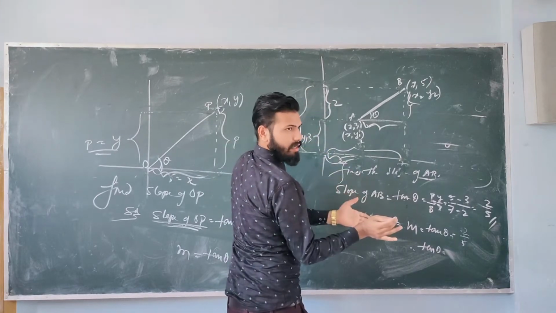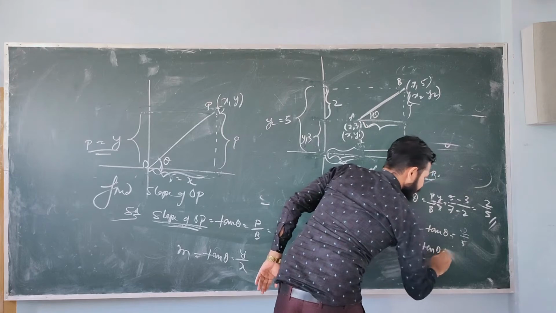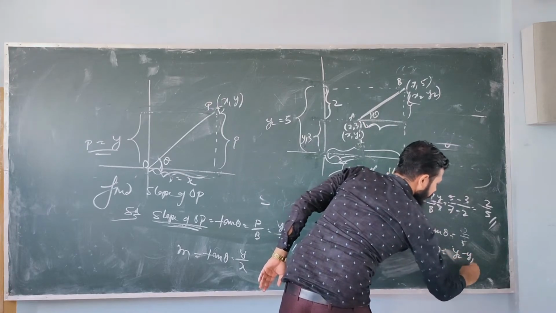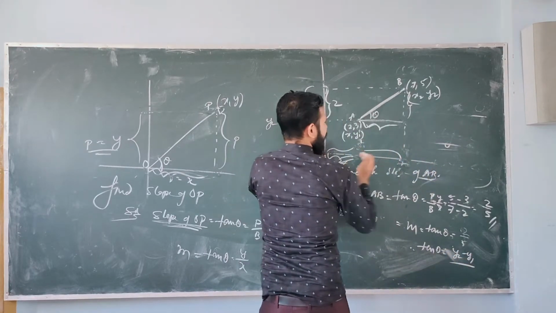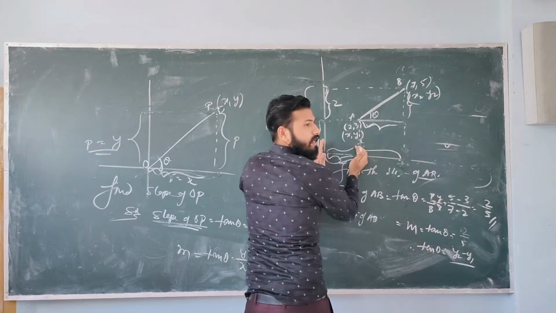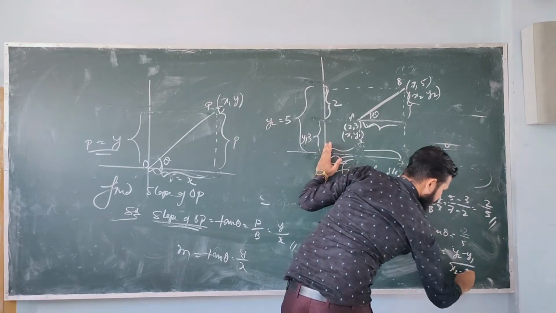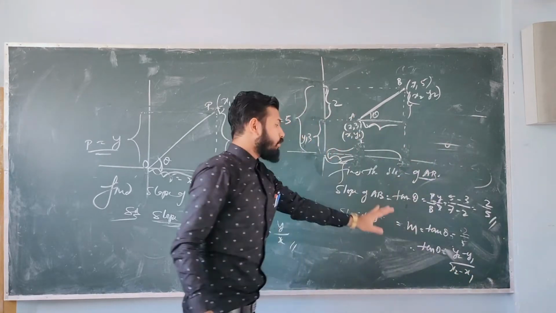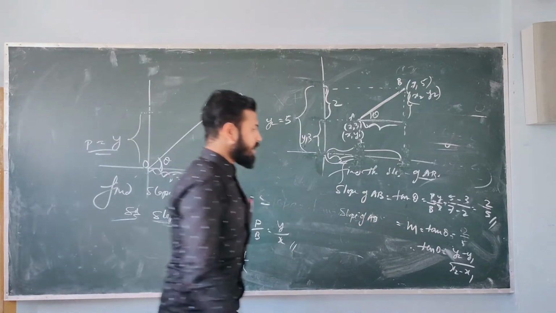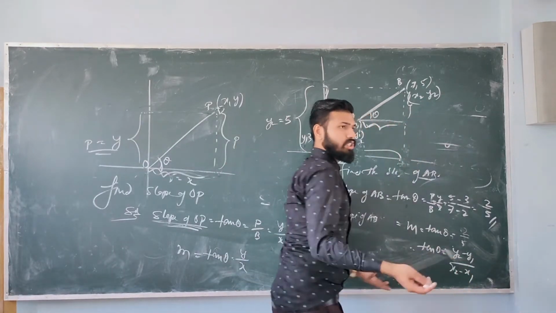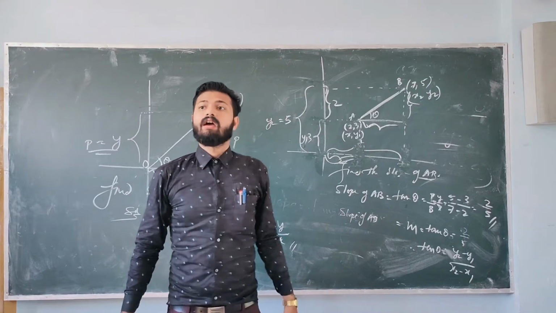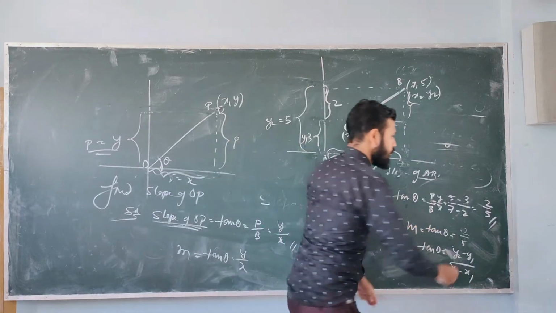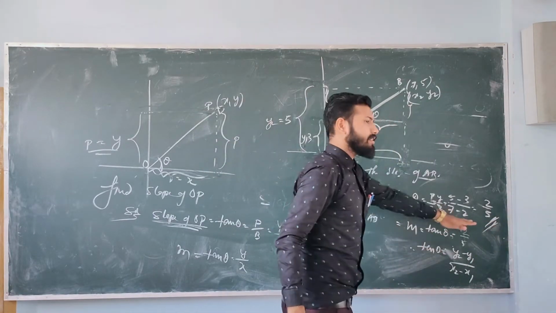Are you getting? Yes, sir. So that means tan theta equal to y2 minus y1 over x2 minus x1. So this is the way to find the slope. And what is y2 minus y1? Change in y. Is anyone confused over this? Confused. This one is clear.